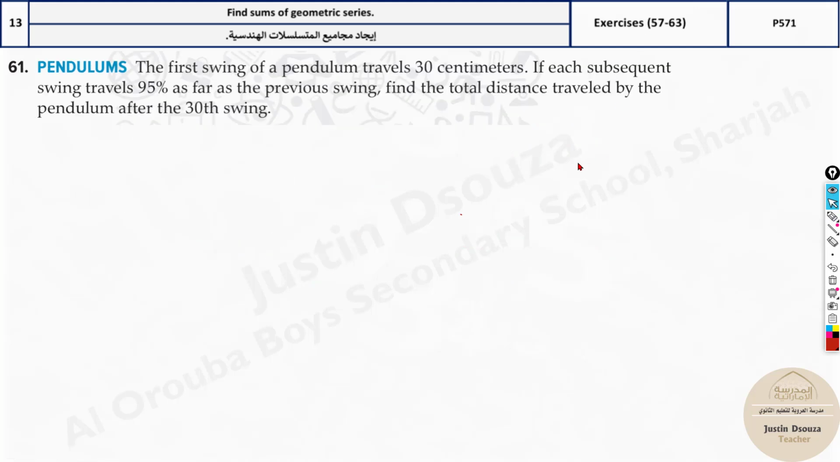Before continuing this problem, I would highly suggest you all try this by yourselves, because we are doing similar problems now, and then continue watching the video.